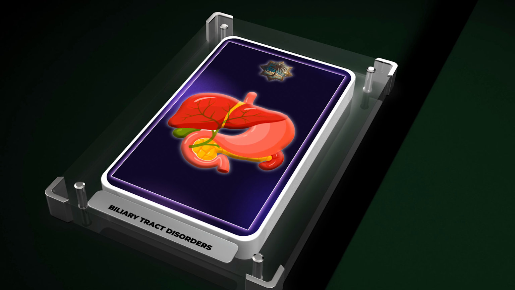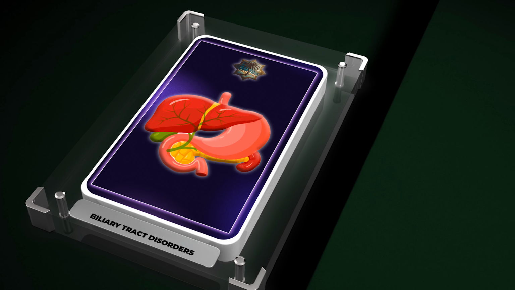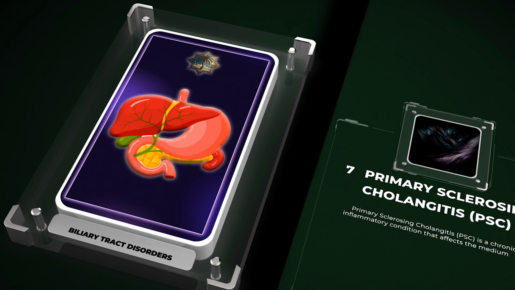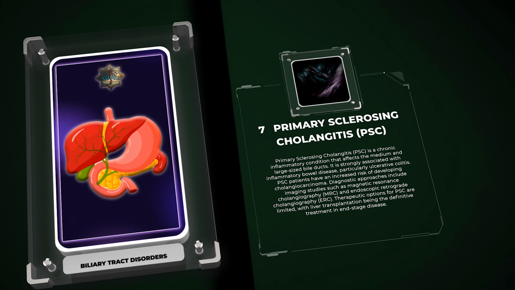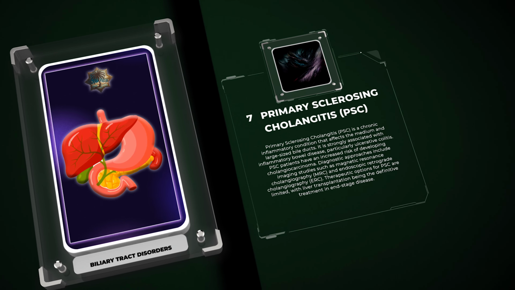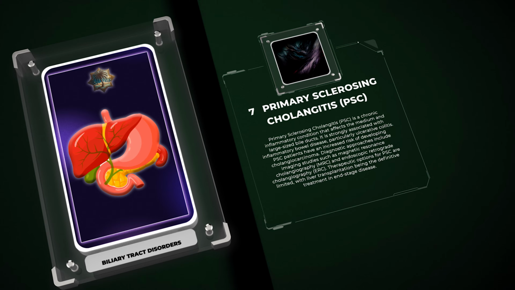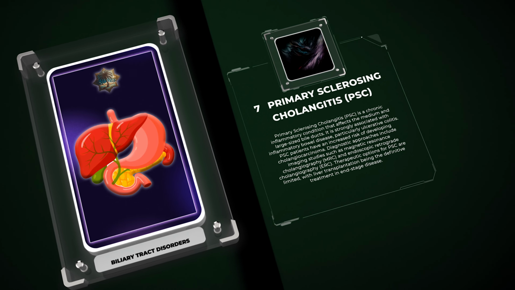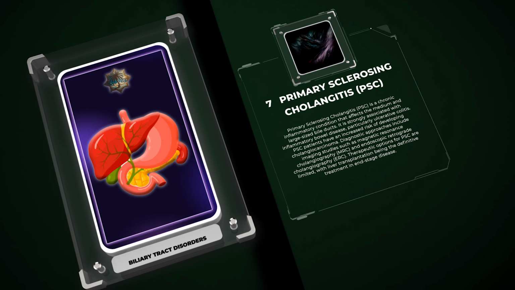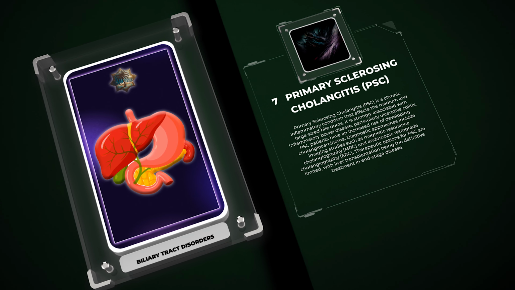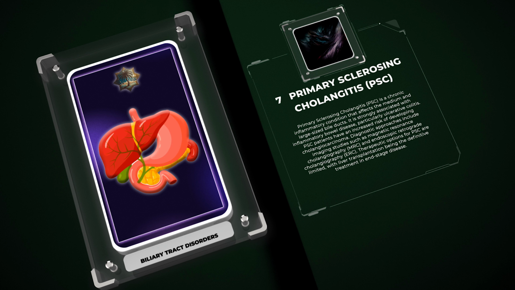Primary sclerosing cholangitis, PSC, is a chronic inflammatory condition that affects the medium and large-sized bile ducts. It is strongly associated with inflammatory bowel disease, particularly ulcerative colitis. PSC patients have an increased risk of developing cholangiocarcinoma. Diagnostic approaches include imaging studies such as magnetic resonance cholangiography, MRC, and endoscopic retrograde cholangiography, ERC. Therapeutic options for PSC are limited, with liver transplantation being the definitive treatment in end-stage disease.